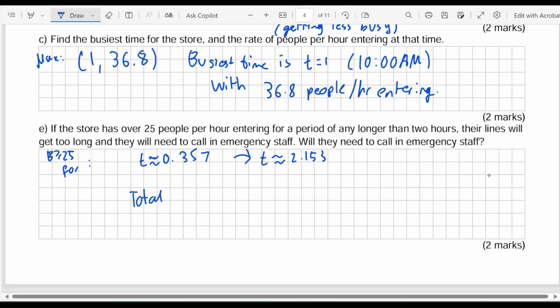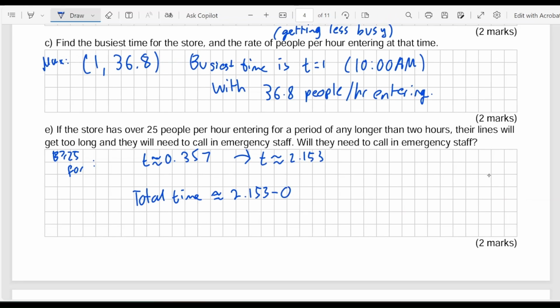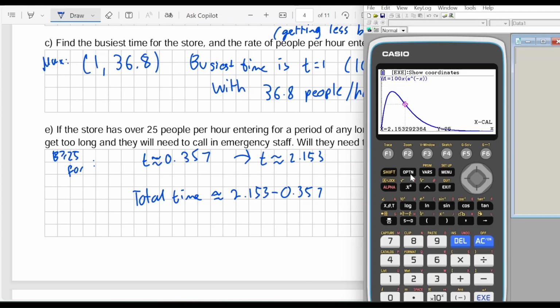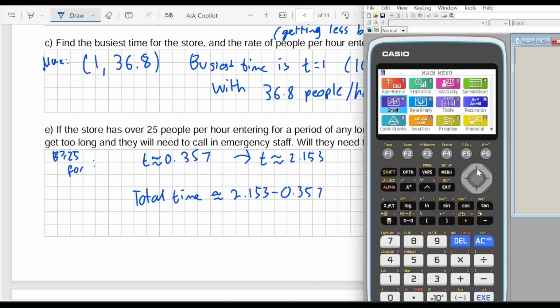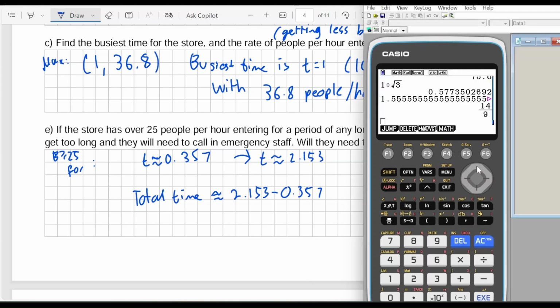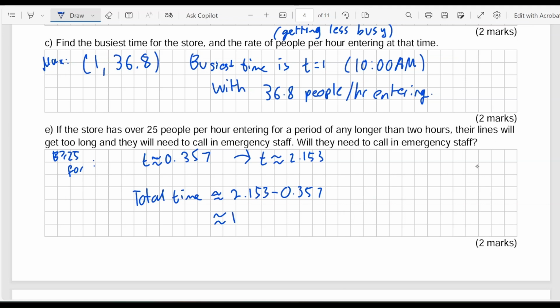Total time is roughly 2.153 take away 0.357, and we can work out what that is. 1.796 hours. So no, don't need to call them.